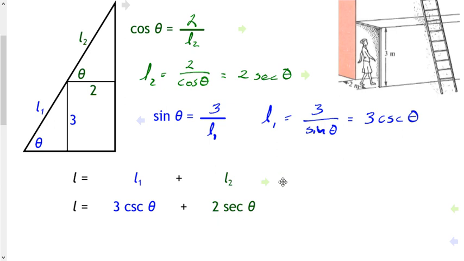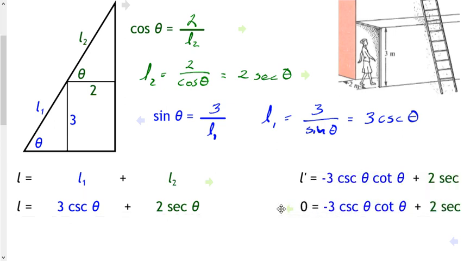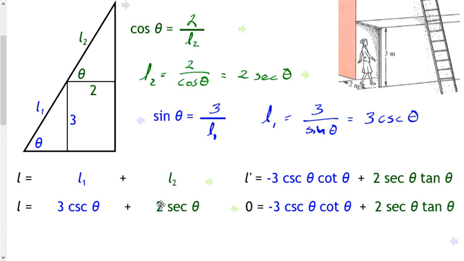Well, here I have my function where the length is a function of the angle. Since I want to find a minimum, I will take the derivative of this function. So here we go. 3 times the derivative of cosecant, which is negative cosecant theta cotangent theta.